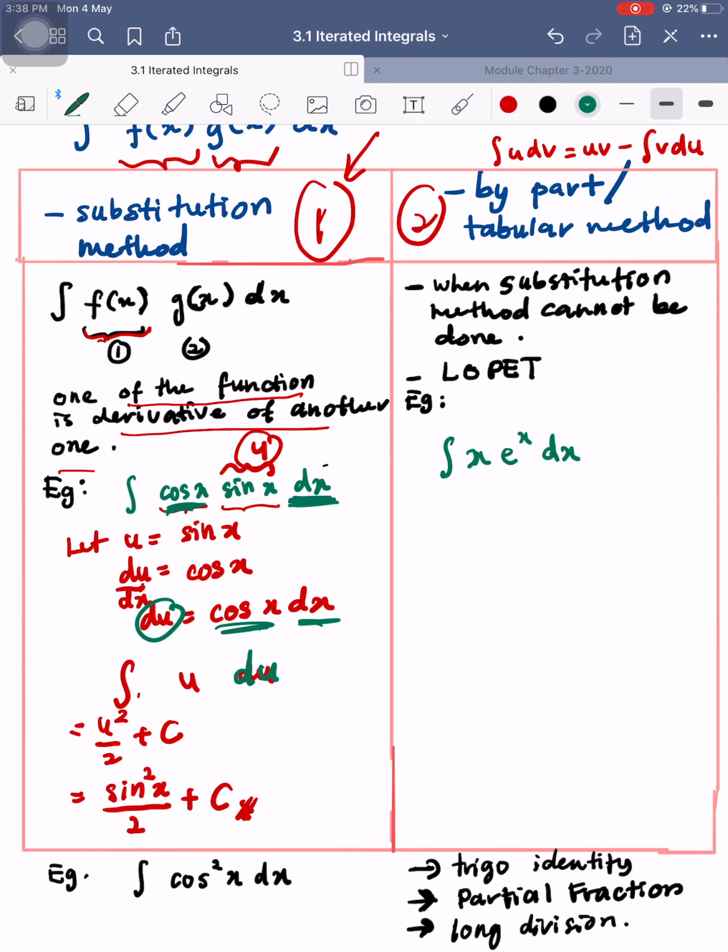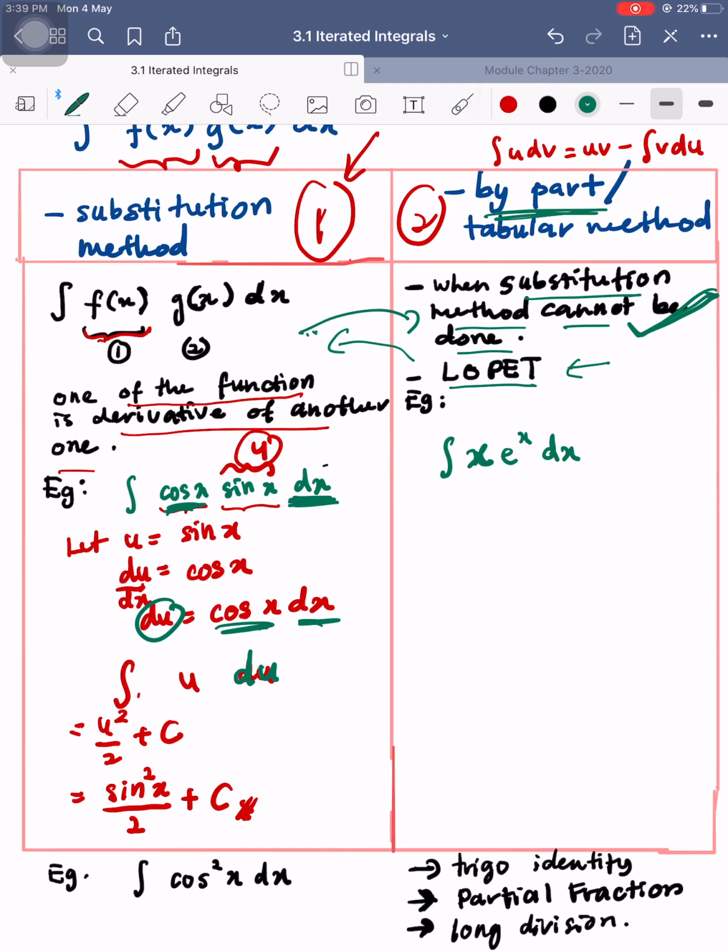Let's say we have something like this: integrate x times exponent x. For this one, how do we know to use the by parts method when the substitution method cannot be done? Another way to determine is by the combination of LIPET. Some combinations of LIPET can also use substitution. That's why consider this one first. When substitution fails, you consider by parts.